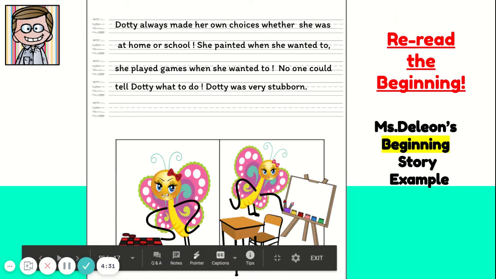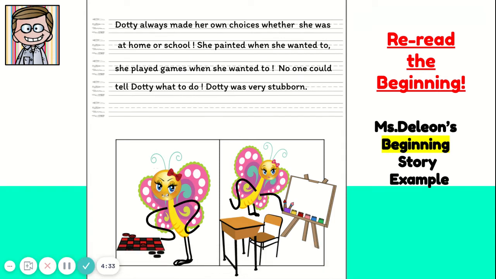Writers always go back to the beginning of their story in order to remember where they left off. Here's my example. Dottie always made her own choices, whether she was at home or school. She painted when she wanted to. She played games when she wanted to. No one can tell Dottie what to do.